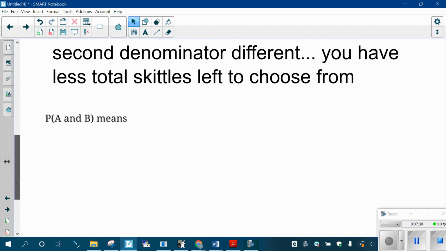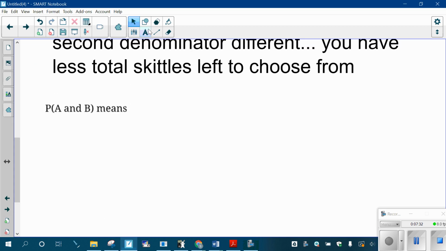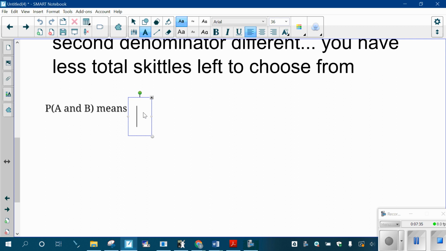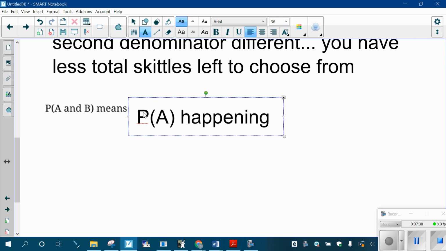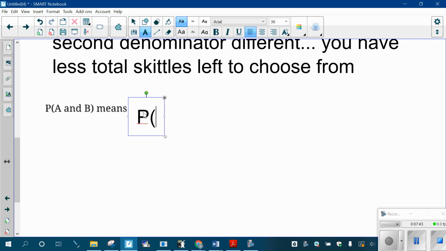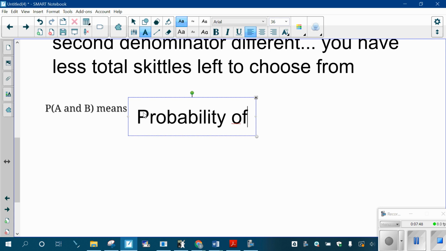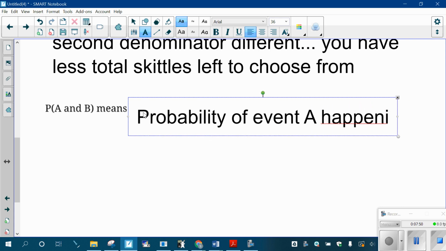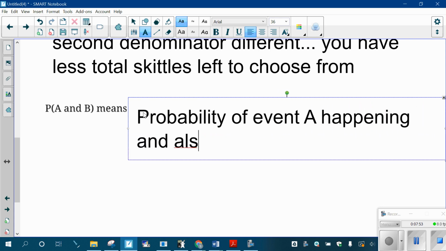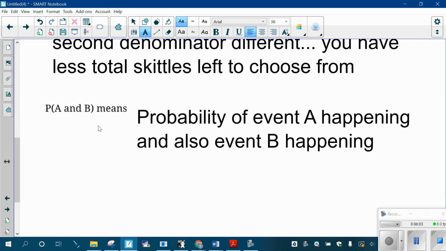Okay. Overall, the probability of A and B, I just want to make sure you're completely clear, means the probability of A happening and also B happening. In order for this to count, both of those things have to happen. Both those things happen. I think that's clear.